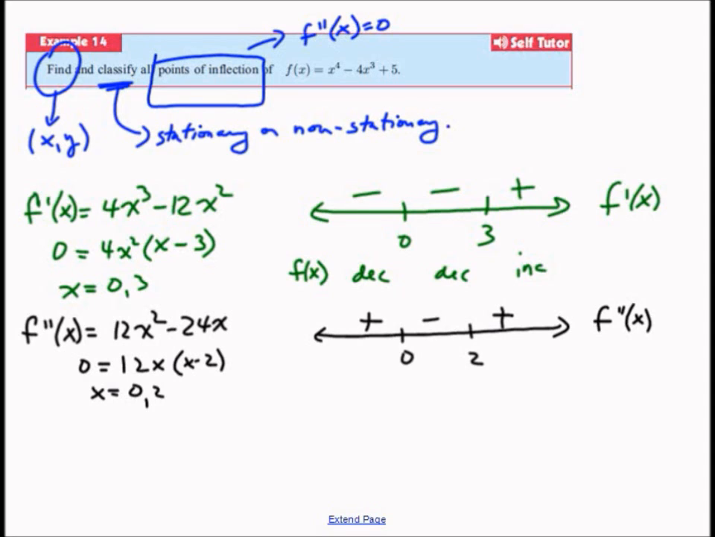That means that in this interval on our original function, it's concave up. Here it's concave down. Here it's concave up. Okay, so this is our preliminary information. We're asked to find and classify all the points of inflection. So we know the points of inflection happen at these x values on our second derivative. So we should find those points then.